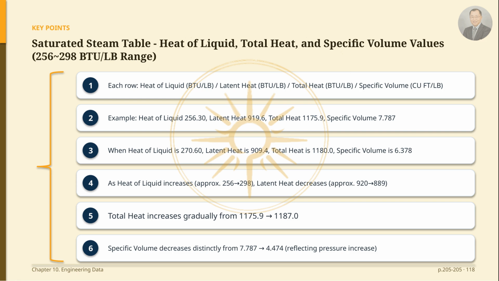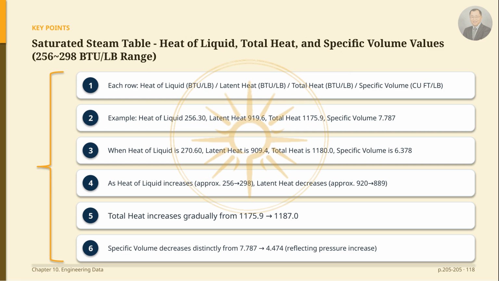When the heat of the liquid is 270.60, the latent heat is 909.4, total heat is 1180.0, and specific volume is 6.378. Looking at this entire section, as the heat of the liquid increases from approximately 256 to 298, the latent heat of vaporization decreases from about 920 to 889.